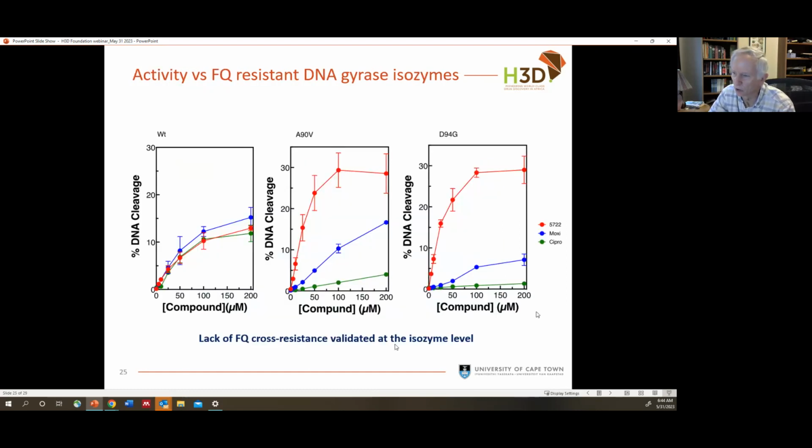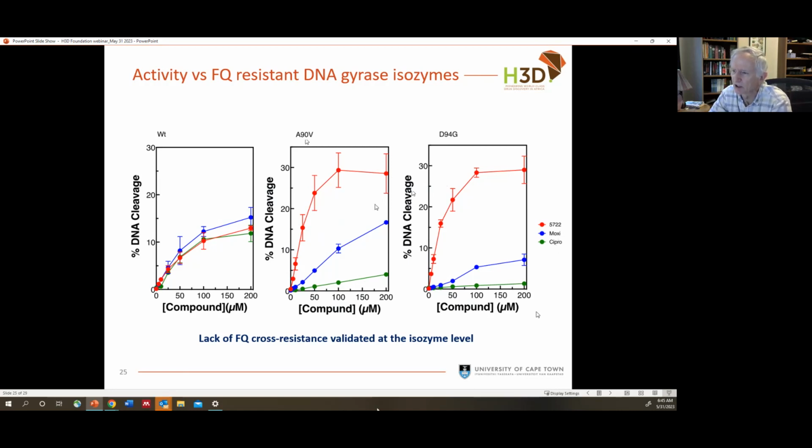And this is manifested not only at the whole cell level, but at the enzyme level. And again, this is work that was carried out in the Osheroff lab. For the wild type enzyme, I'm showing you ciprofloxacin, moxifloxacin, and an SPT compound. You have similar activity. These are two enzymes from resistant strains. In particular, ciprofloxacin activity is knocked down considerably against these resistant isozymes, moxifloxacin a little bit against the A90V mutant strain, and considerably more against the D94G strain. However, the SPT compound is perfectly active. In fact, it's more active against these resistant strains.